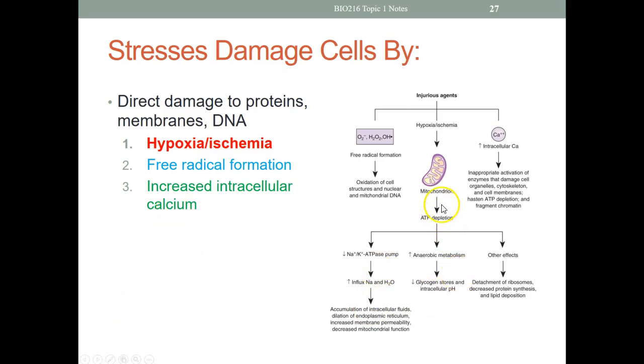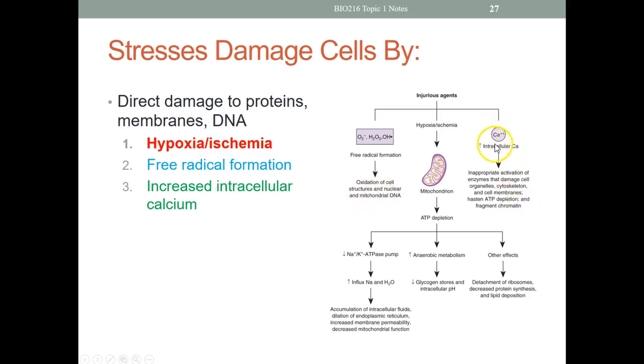With ATP depletion, we'll see cellular swelling. We'll also see an increase in anaerobic metabolism and decreased glycogen stores and intracellular pH. We can also see detachment of ribosomes, decreased protein synthesis, and lipid deposition. With free radical formation, we see oxidation of cellular structures and nuclear and mitochondrial DNA.